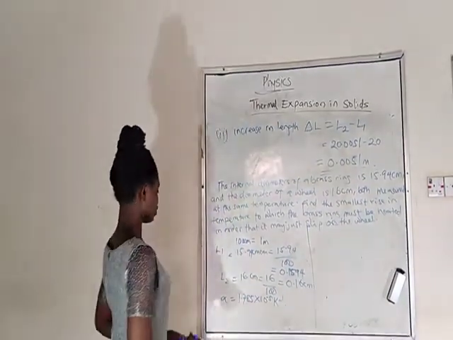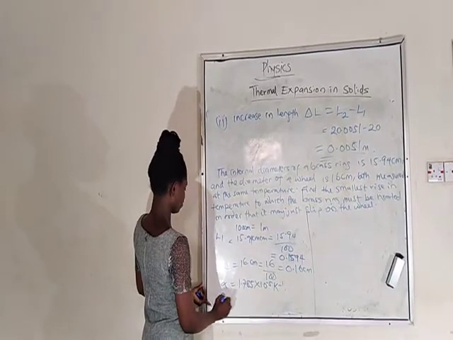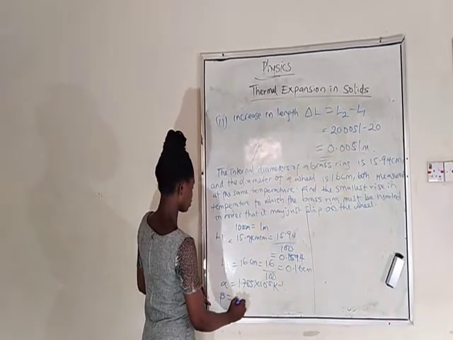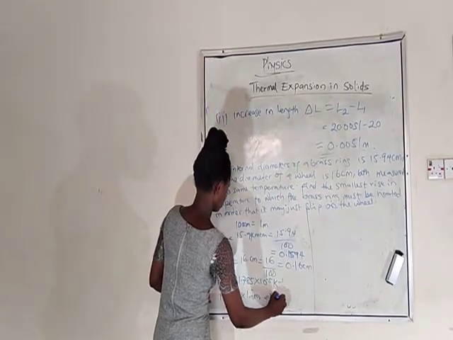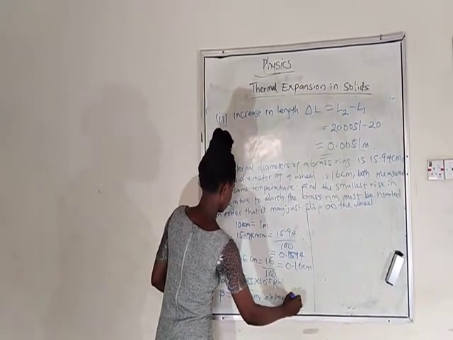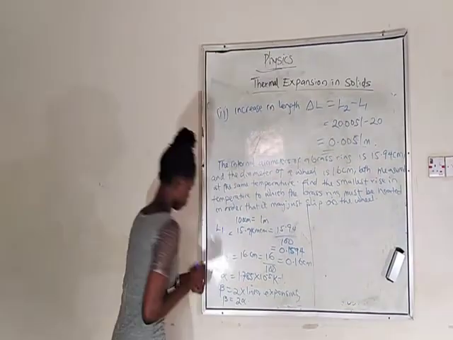Take note that your area expansivity is equal to 2 times linear expansivity. So we can say that beta is equal to 2 times alpha.